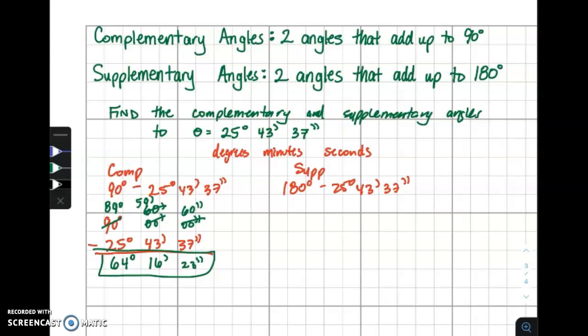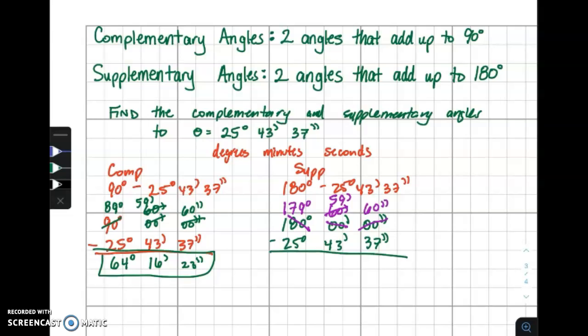Same thing with 180. Let me give myself more room. I'm going to have 180 degrees. That has 0 minutes and 0 seconds attached to it. I'm going to subtract 25 degrees, 43 minutes, 37 seconds from it, which means I'm going to have to borrow, because I can't subtract from nothing, from 0. So I'm going to take that down a degree. That gives me 60 minutes. Then I borrow from the minute column, taking it down to 59, and that gives me 60 seconds.